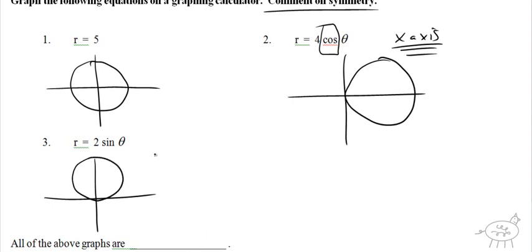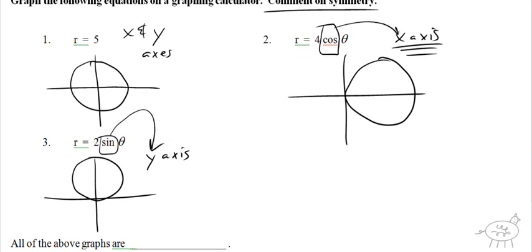So what is this symmetric about? This is symmetric about the y-axis. And notice this. Okay, so what can you tell me? Well, r equals 5. Don't you guys agree it's symmetric about the x and y-axes? Because it's right in the middle. But 4 cosine theta is symmetric about the x-axis. Remember, cosine is x over r, sine is y over r. So that's really easy, you know the symmetry right off the bat. If it's sine, it's the y-axis. If it's cosine, it's the x-axis.